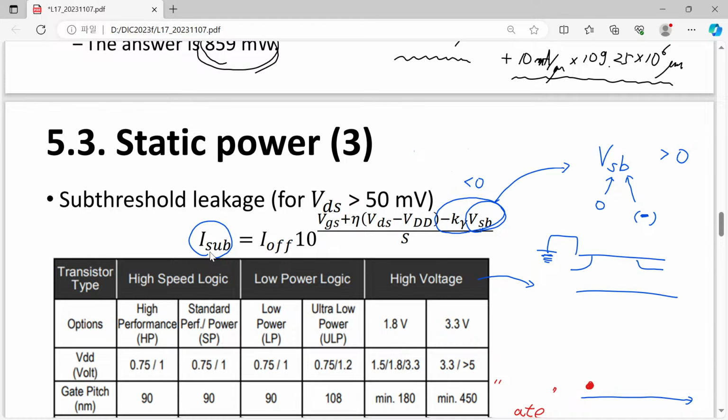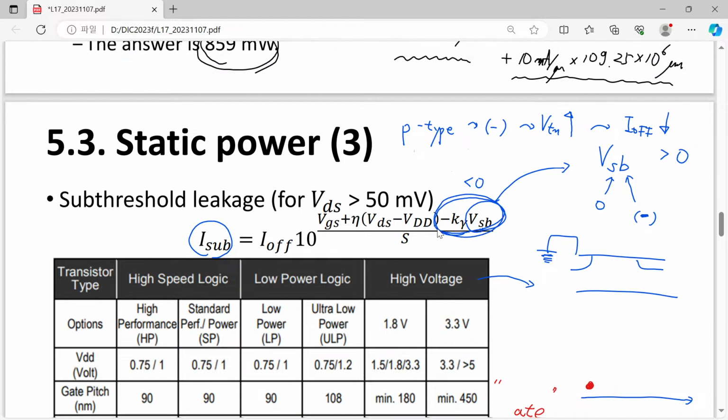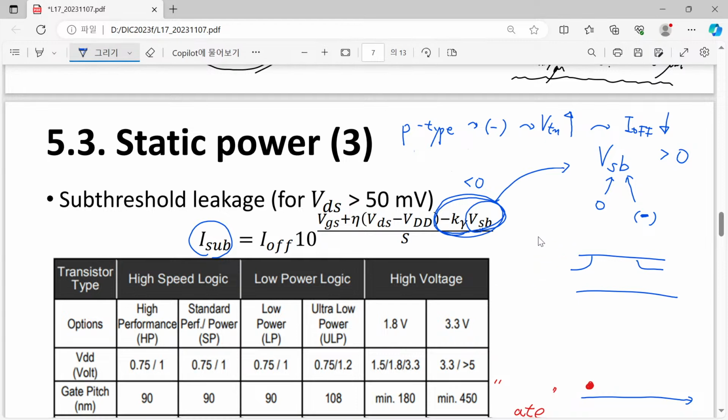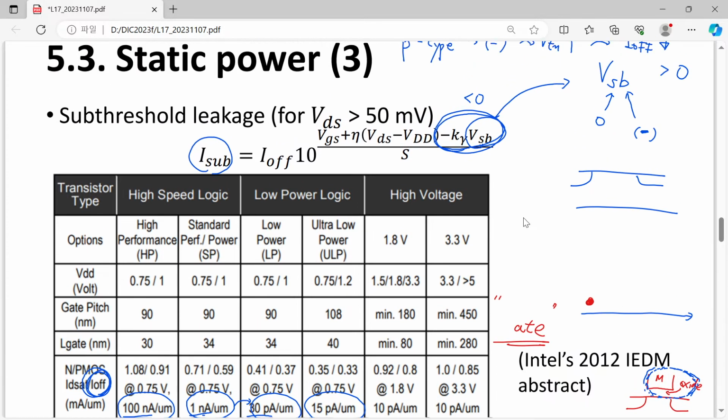It is quite acceptable because, when you apply a negative voltage to your p-type substrate, then you can expect your threshold voltage is now increasing. Therefore, since threshold voltage becomes higher, you can understand your off current is reduced. That is expressed by this term, substrate dependence or body dependence. Okay, so now we will understand this case.